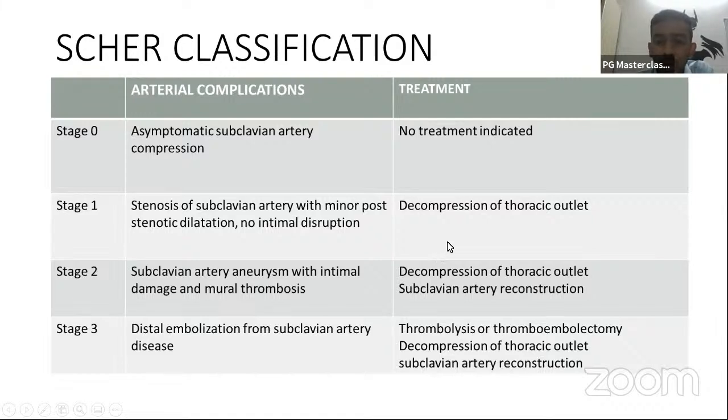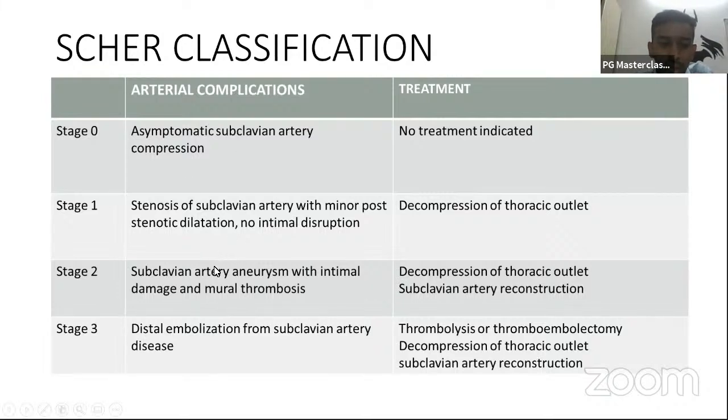Patient does not know about it and may be found on a routine chest X-ray in the form of a cervical rib. There is stage 1, where there is stenosis of the subclavian artery with minor post-stenotic dilatation, but there is no intimal disruption. In such cases, patient is prone to subclavian artery thrombosis and to subclavian artery aneurysm, for which a decompression of the thoracic inlet as a prophylactic measure is indicated before the onset of complications.